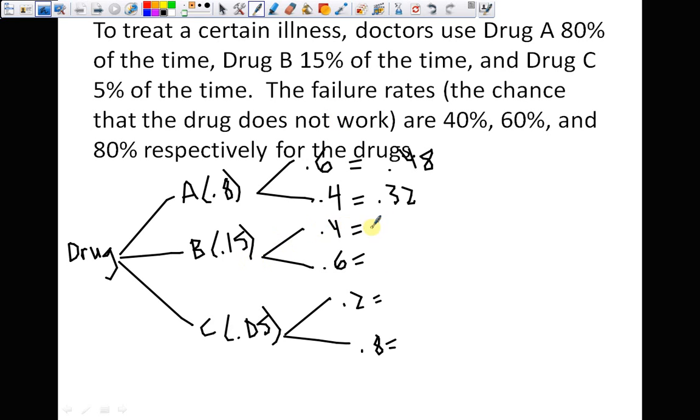So using drug B and it working, that is 0.15 times 0.4 is 0.06. Using drug B and it not working, 0.09. Notice these add up to 0.15. So these 4 probabilities add up to 0.95. They got the 0.8 plus the 0.15. So drug C and working is 0.01. And then drug C and not working is 0.04. That gives us the last 5%, which these add up to 100%. So now we're going to use these to answer a couple questions.